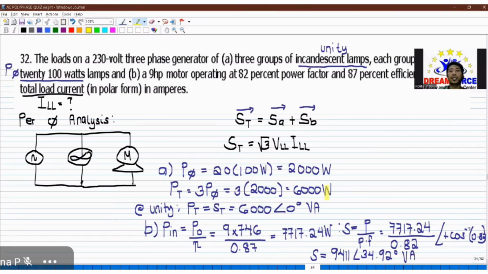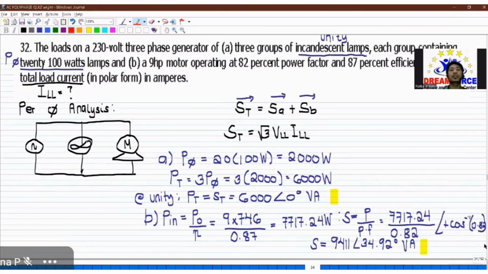Volt ampere. Yan, so lastly, pwede na po natin i-substitute these two values. Para makuha na ngayon yung S total doon sa ating linya. Okay, so from that, yung S total natin, this is equivalent to 6,000, we have your angle 0.